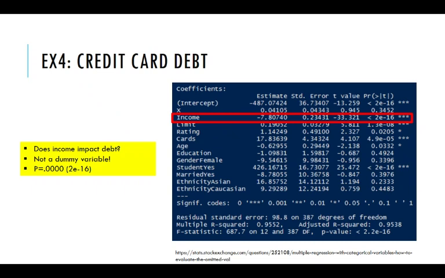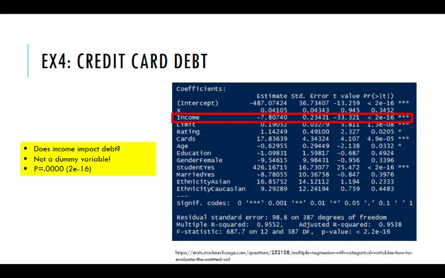Now, what about income? We agree, even though this is a lecture on categorical dummy variables, this is not a dummy variable, but it's still worth taking a look at. So does income impact debt? Well, what do we think? What's our p-value? We see that 2e to the negative 16, so 0.0000000 whatever. Clearly, this is highly significant. It's very strong evidence against the null hypothesis.